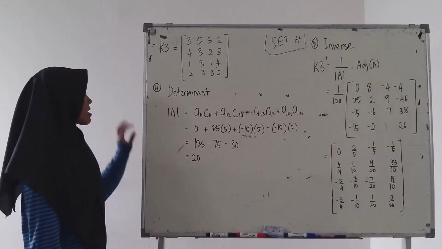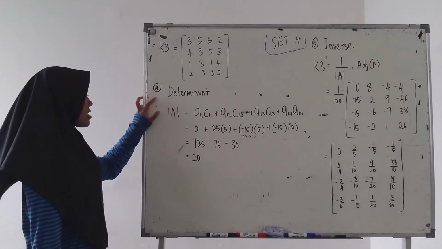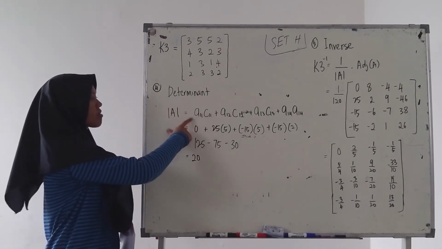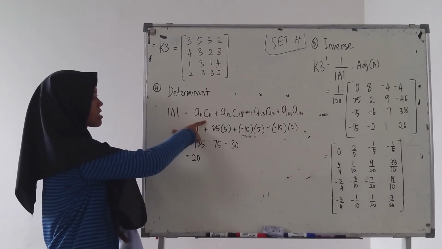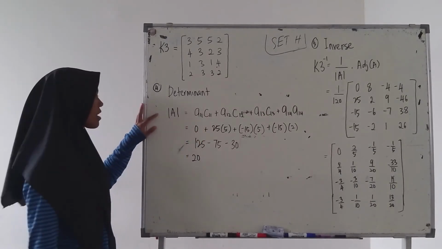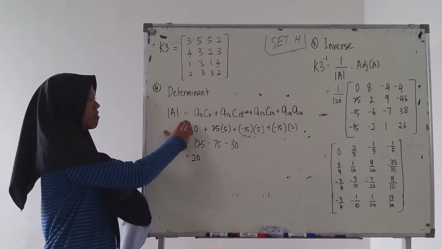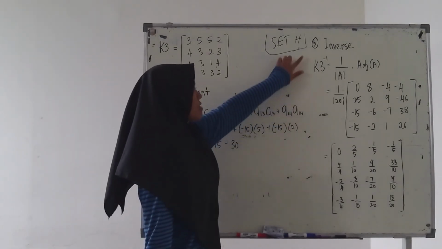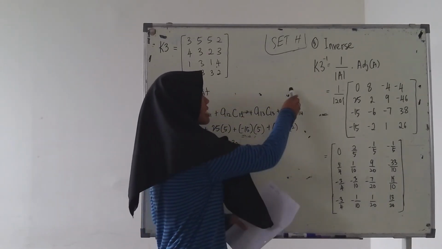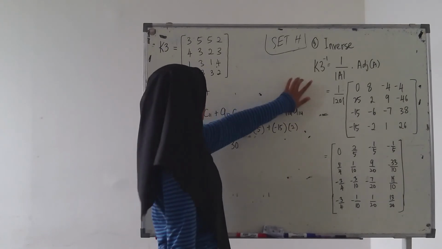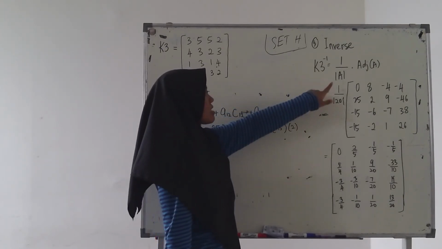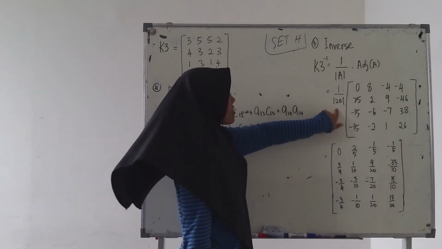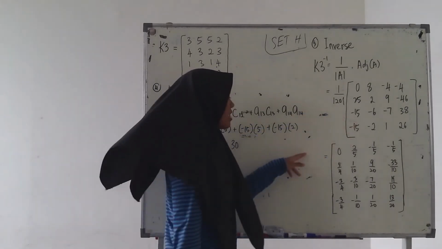Okay, for the next step, we must find the determinant. Finding the determinant is pretty easy because we just need to multiply the original matrix with the cofactors that we have found. We just need to choose one row, so I choose the first row. So we get this. The last step is we need to find the inverse. For the inverse, we just multiply 1 over the determinant with the adjoint. So we get 1 over 20 times the adjoint that we found earlier, and then we get this.